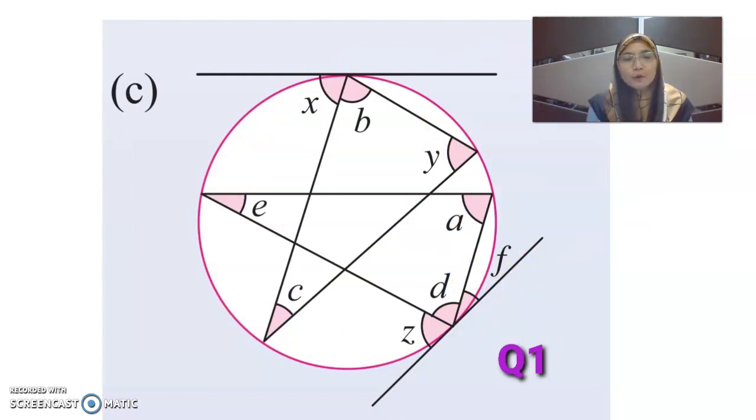Now let's do 1C. Again, how many tangents can be found inside this diagram? There are two tangents here. The first tangent, the second tangent. The first tangent is attached to this triangle, whereas another tangent is attached to this triangle.